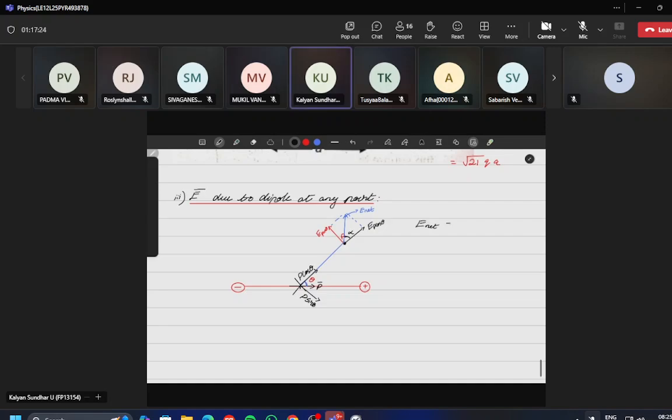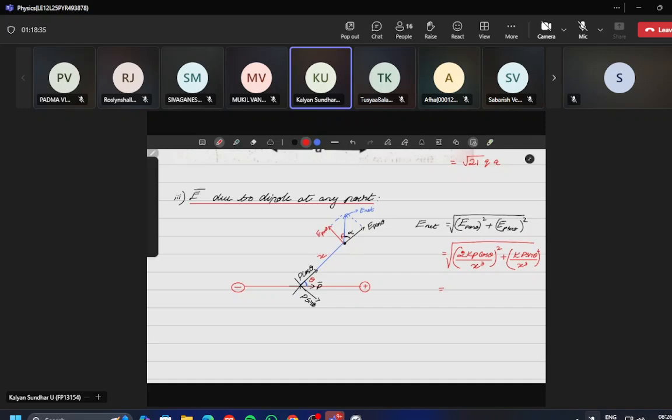So your E net will be equal to the square root of E along p cos theta squared plus E along p sin theta squared. So for p cos theta along the axial, what is the value, sir? 2kp cos theta divided by x cube, the whole squared, plus for sin theta, which is equatorial, so that will be k, with p replaced by p sin theta, divided by x cube, the whole squared, under the root.